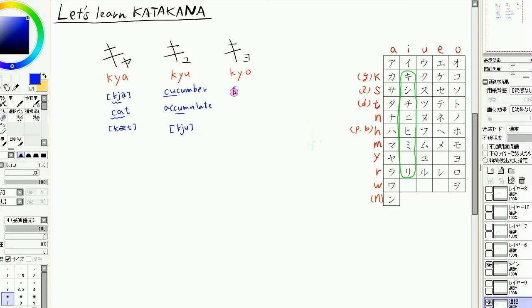And this one is kyo. This is what you've seen in the capital city of Japan, Tokyo. English speakers always pronounce this as Tokyo, right? But it's not. We have to combine them like kyo. Can you do that? Kyo. Tokyo. And actually, the old capital city of Japan is Kyoto.